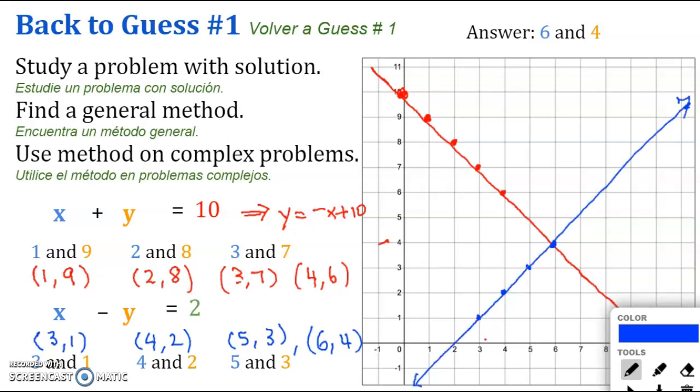Okay, so the blue represents the second equation, the red represents the first equation. Look what happens. We have where the two lines meet, and that happens to be when x is equal to 6 and y is equal to 4, or (6, 4). That's what we have. The first number has to be 6 and the second number has to be 4. So this certainly works by graphing.